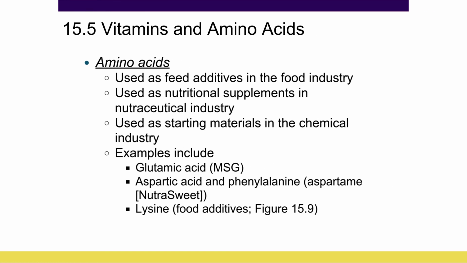Amino acids are another major microbial product. They are used as feed additives in the food industry, as nutritional supplements in the nutraceutical industry, and as starting materials in the chemical industry. Important examples include glutamic acid, which is used to make monosodium glutamate, or MSG. Aspartic acid and phenylalanine are used to produce the sweetener aspartame, known as NutraSweet. Lysine is another important amino acid produced on a large scale for use as a food additive.